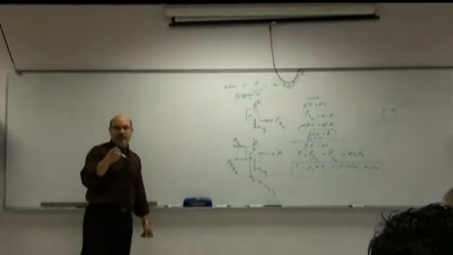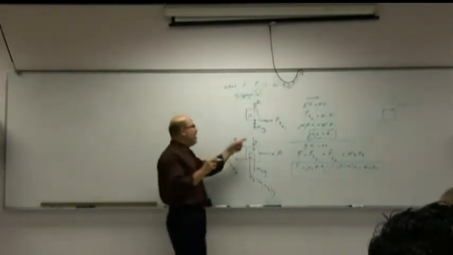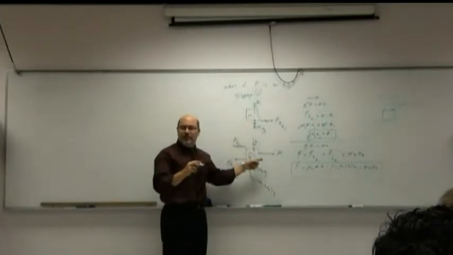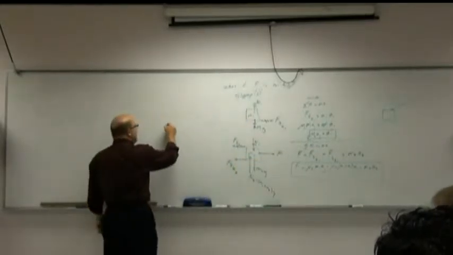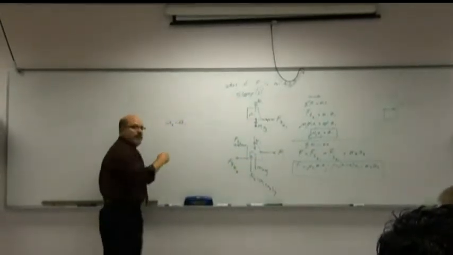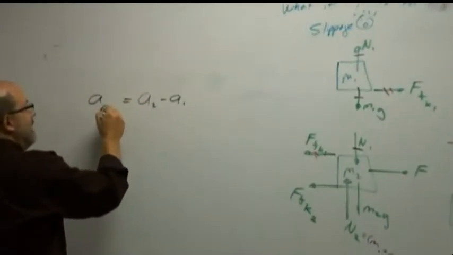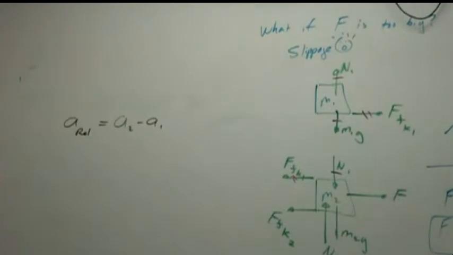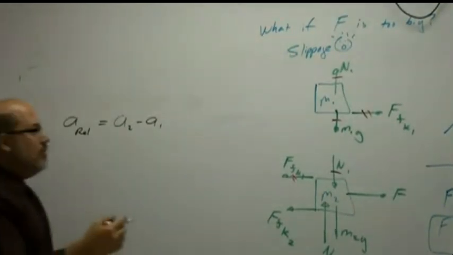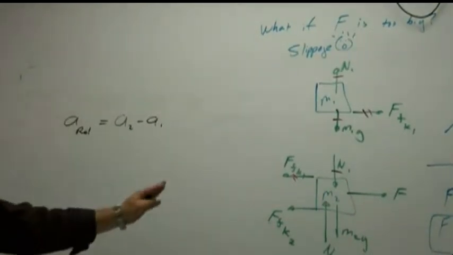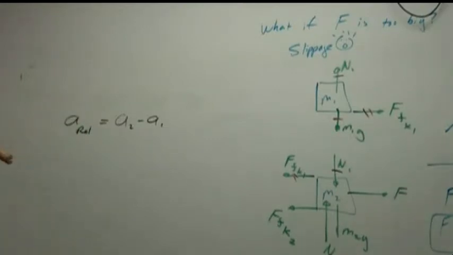All you have to do is figure out the relative acceleration between the two, which would be a2 minus a1, and that's going to be a constant. That's the relative acceleration between the two. The question would be, how far does the bottom block move before the top block falls off?